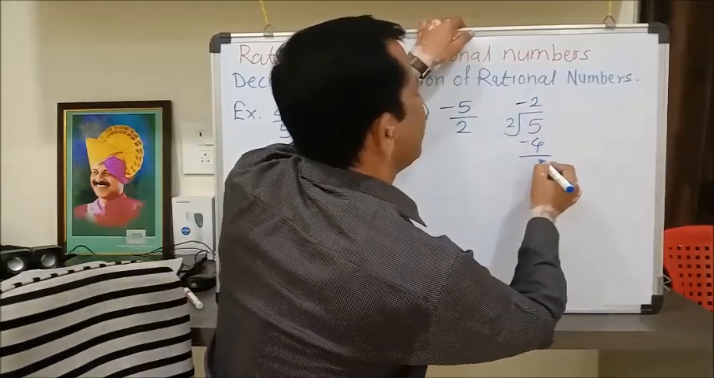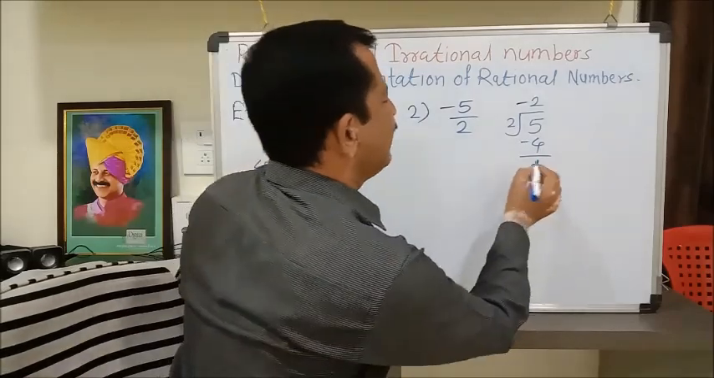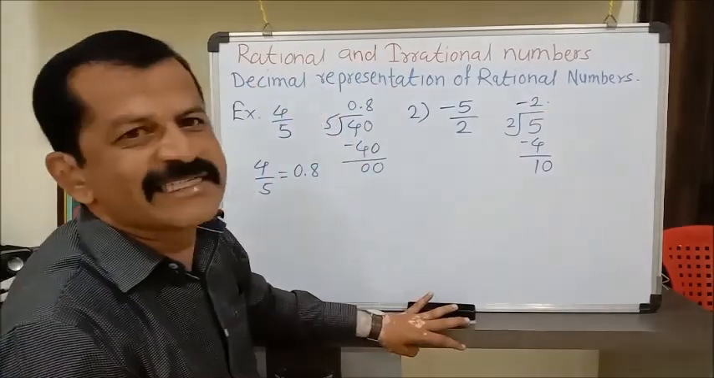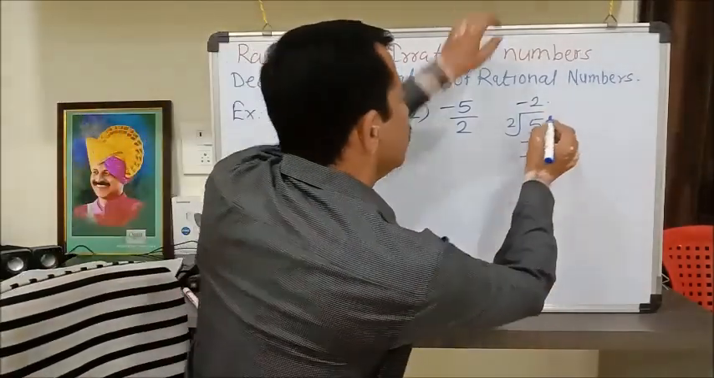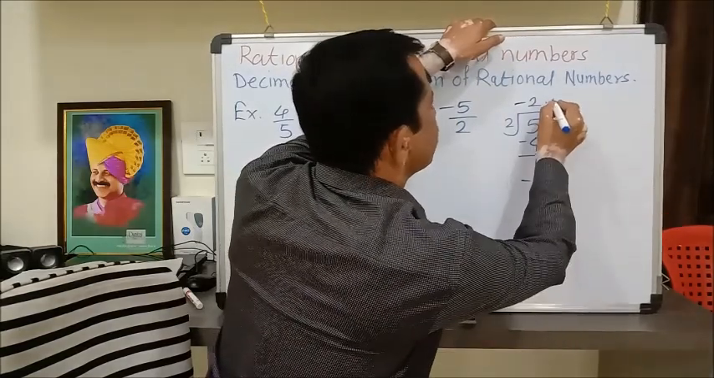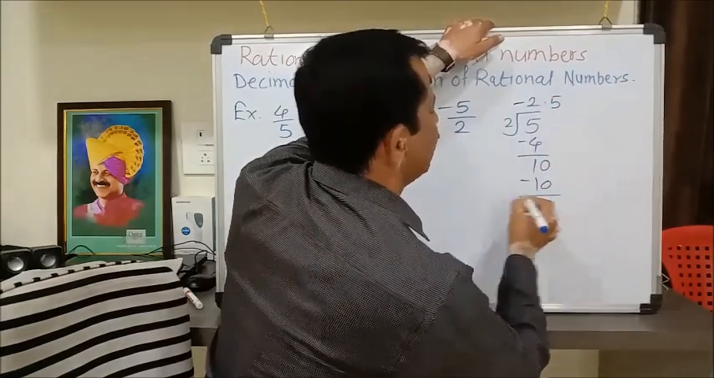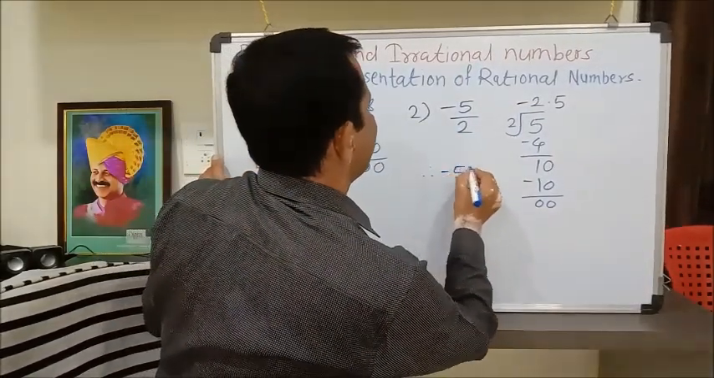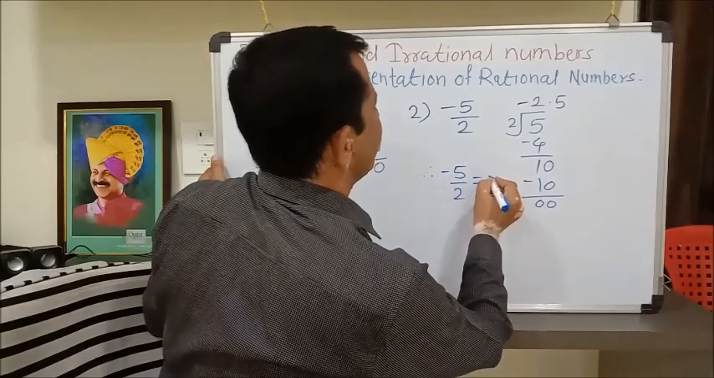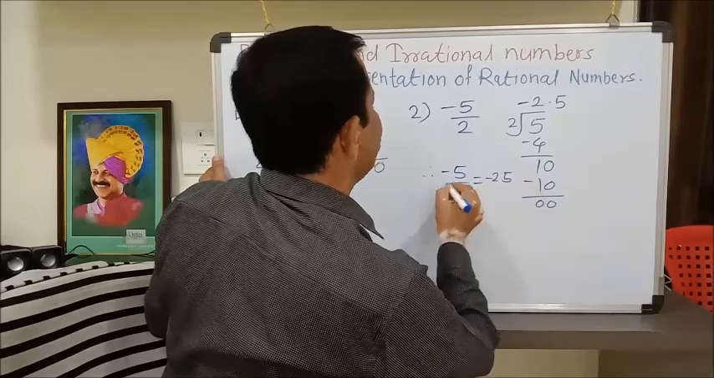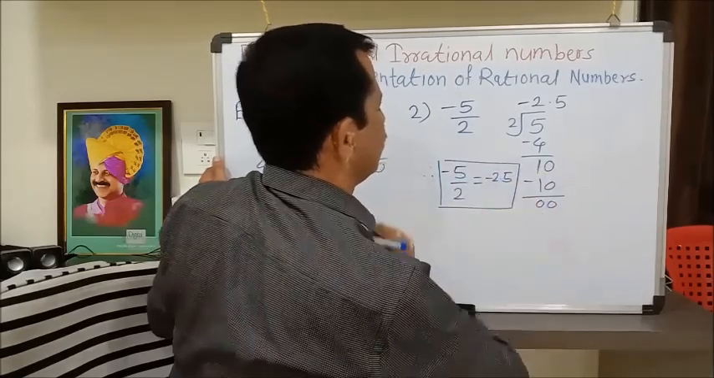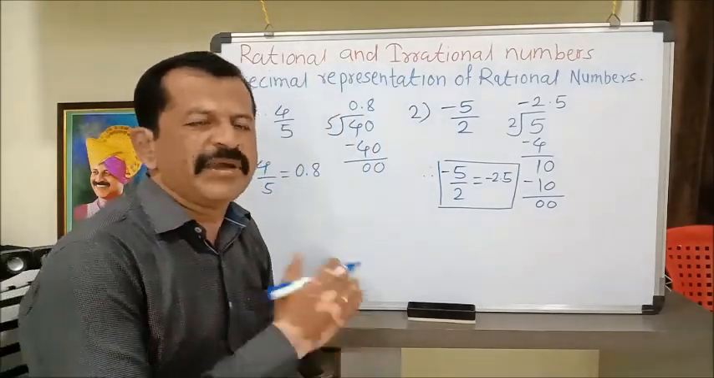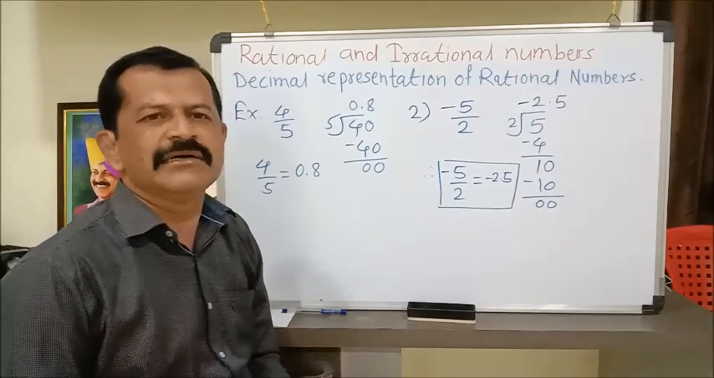2, remainder is 1. 1 is less than 2. We take 0 and give the decimal point in the quotient. Now 2 5s are 10. Remainder is 0. We can write negative 5 by 2 in decimal form, that is negative 2.5. Like this, you can take other examples. You can see the page in chapter number 1 and solve the practice set.